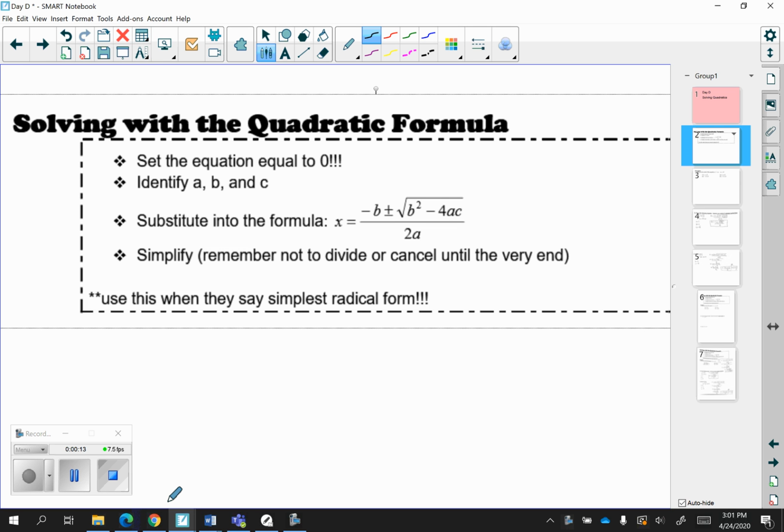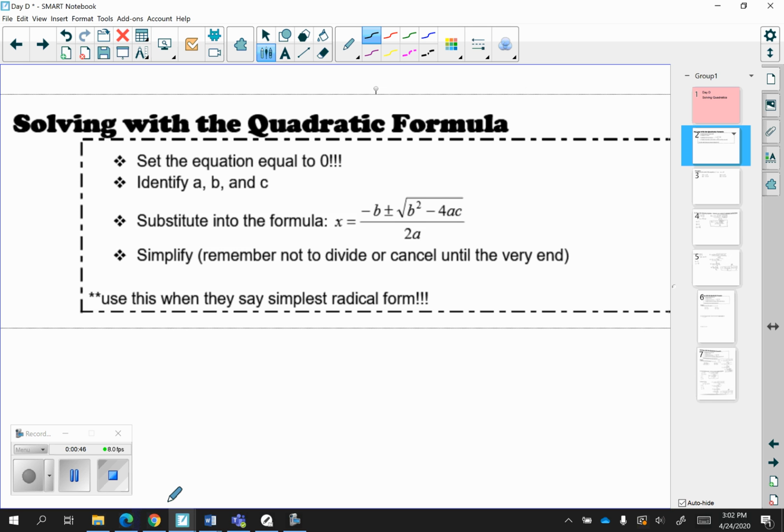So we use the quadratic formula when we can't factor using GCF, the AC method for trinomials, and factor by grouping. So let's take a look. In order to use the quadratic formula, we have to set the equation equal to 0. We're going to identify a, b, and c, substitute into the formula x is equal to negative b plus or minus the square root of b squared minus 4ac all over 2a, and simplify.